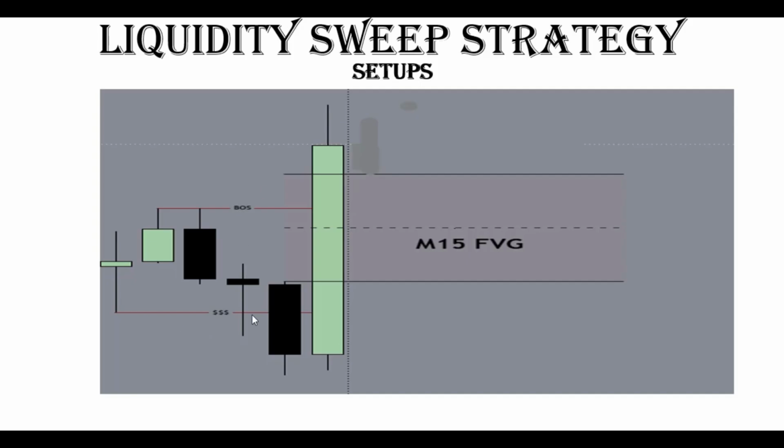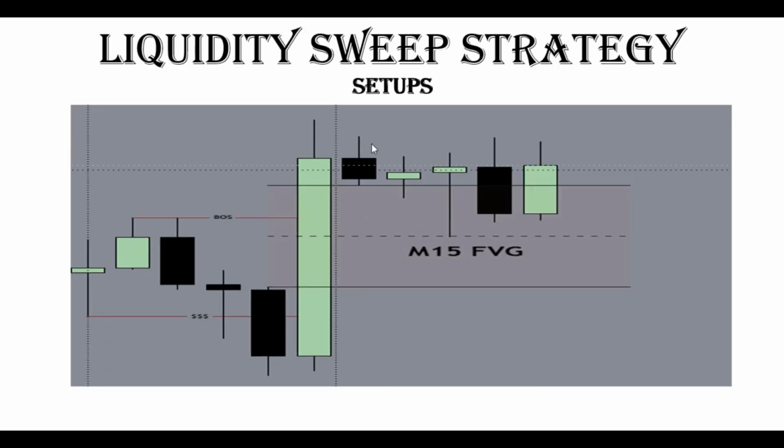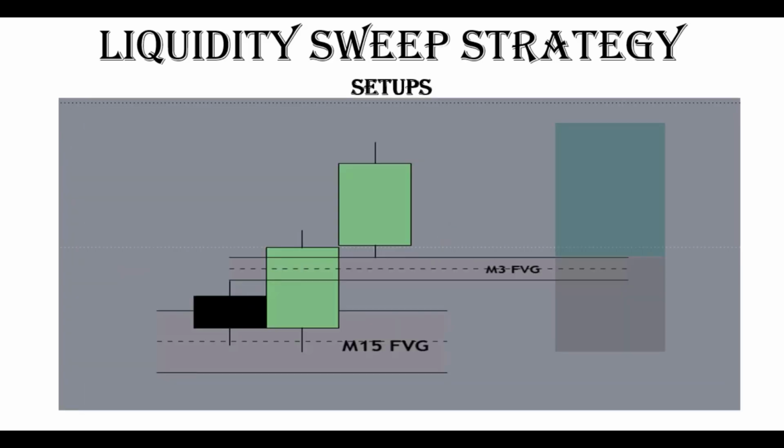Now, price sweeps liquidity, breaks structure, and leaves a fair value gap, as you can see. Then you allow price to return into that fair value gap. Then you go to the 3 minutes time frame. On the 3 minutes time frame, this is price now, let's say price arriving into the fair value gap.